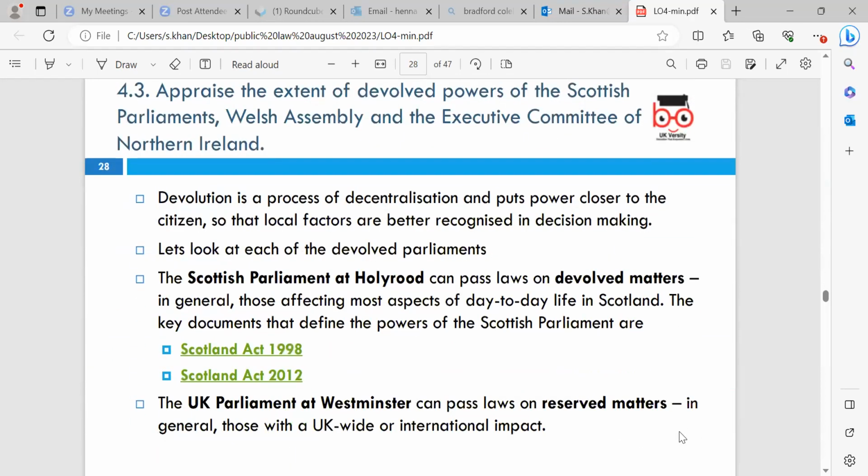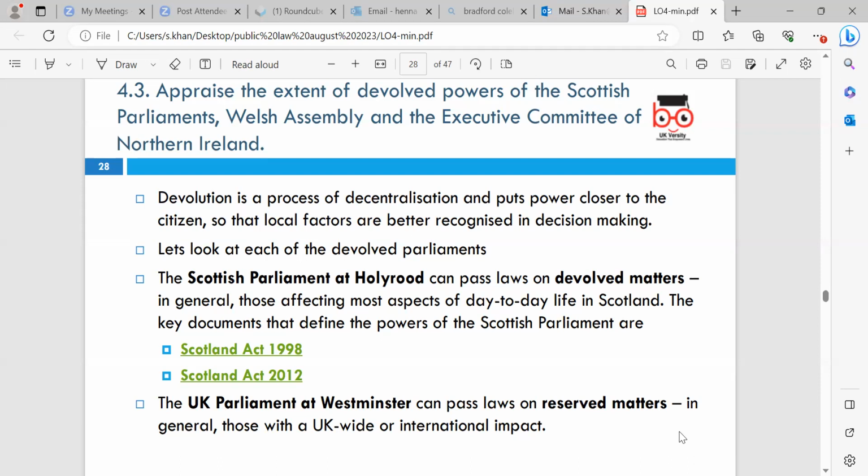4.3. Appraise the extent of devolved powers of the Scottish Parliament, the Welsh Assembly and the Executive Committee of Northern Ireland. Devolution is a process of decentralisation and puts power closer to the citizens so that local factors are better recognised in decision making. Let's look at each of the devolved parliaments.